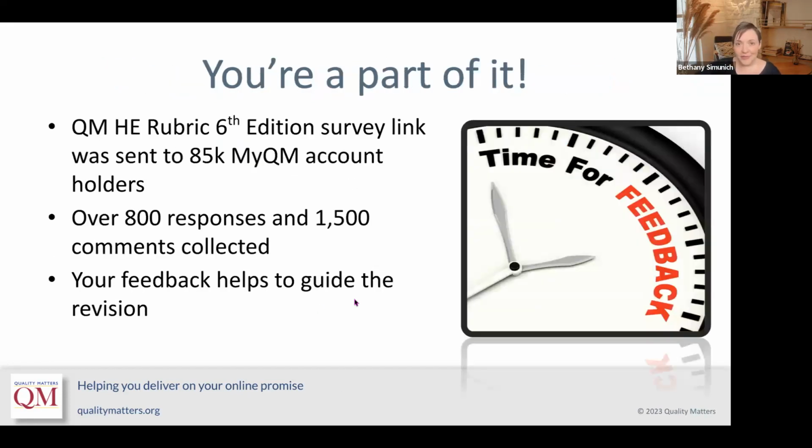So you are a part of it. We always release a community survey related to the rubric. The 6th edition survey link was sent out to all 85,000 of my QM account holders. We received over 800 responses. We had 1,500 independent open-ended comments that were collected. I read through all of them multiple times. So your feedback is always read and used. And that really is used to help guide the revision. So the output from the community survey, where we asked all of you what's working, what's not, do you have suggestions for improvement, all of that is written up and distributed to the rubric committee so that they could review it as well.